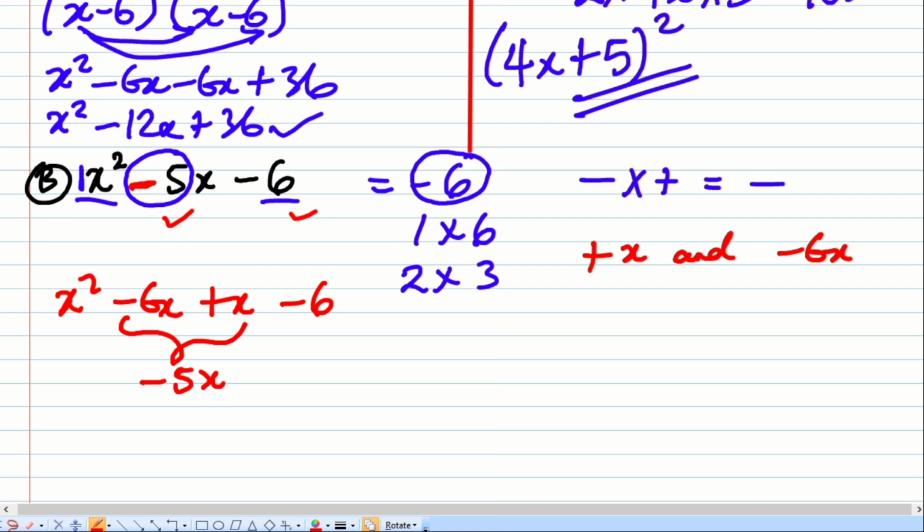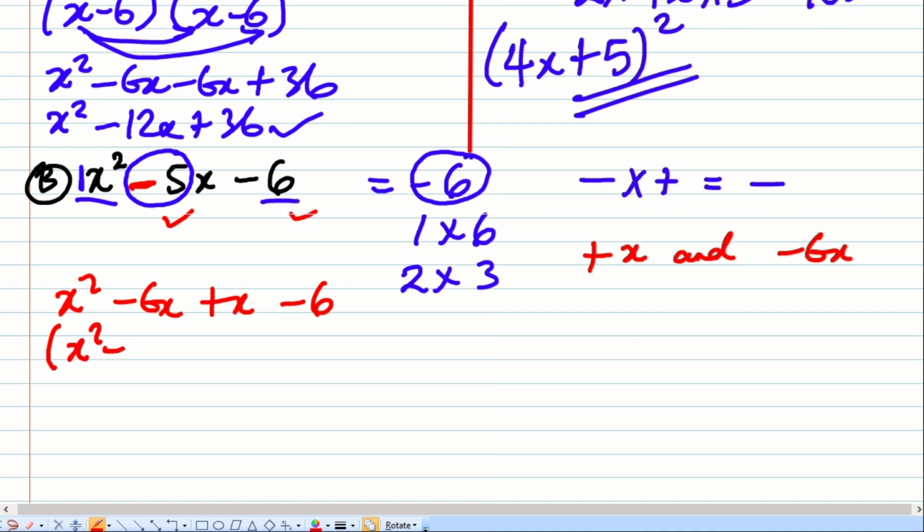The purpose of doing this is just so we can have 4 terms and then we can factorize by grouping. Again, if you don't understand what I mean by factorization by grouping, I've already done a video on that, so I'm going to put the link in the description below. Watch that. So let's factorize by grouping.